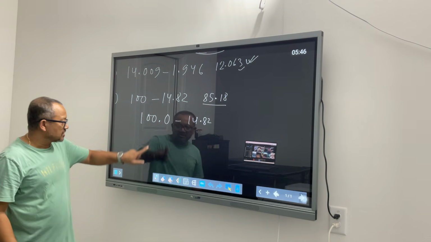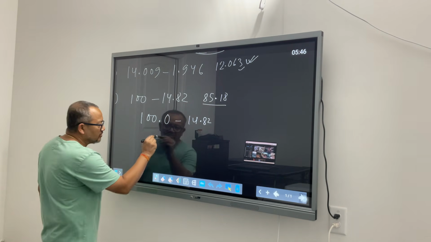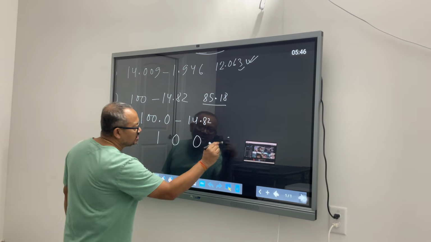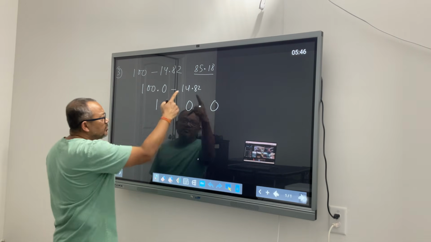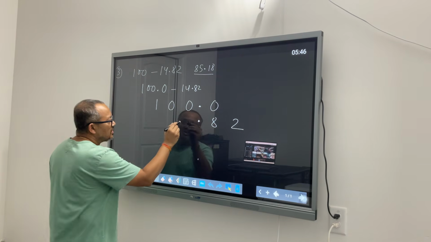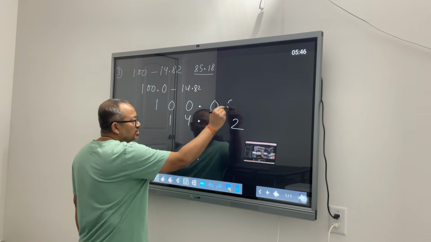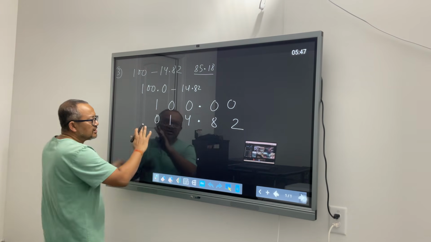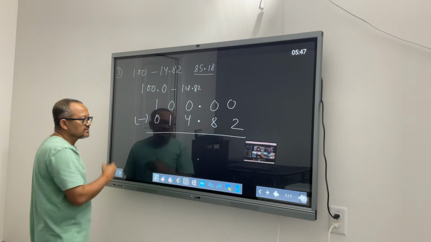So coming back to this one. So 100.0 minus 14.82. Both are decimals. Let's write it down. Again, make sure that we write it down neat and clean. 100.0 minus 14.82. So point here 8 and 2. 14 is 4 here, 1 here. So I will put a 0 here so that I have same number of digits on the right hand side and put a 0 here. So it looks all simple, easy to our eyes.